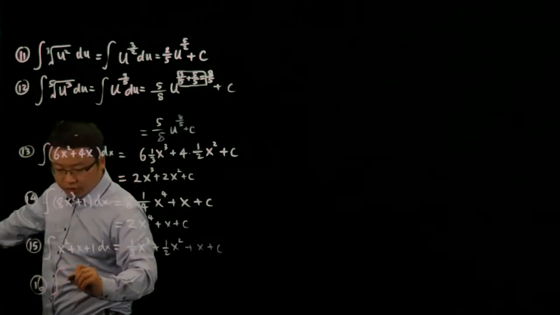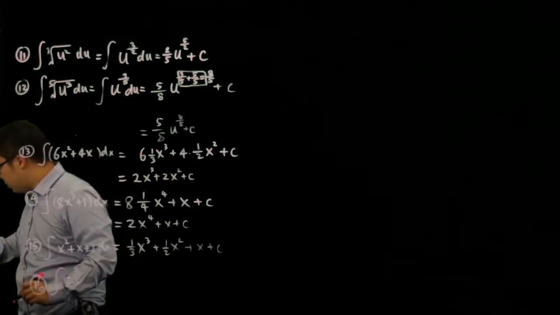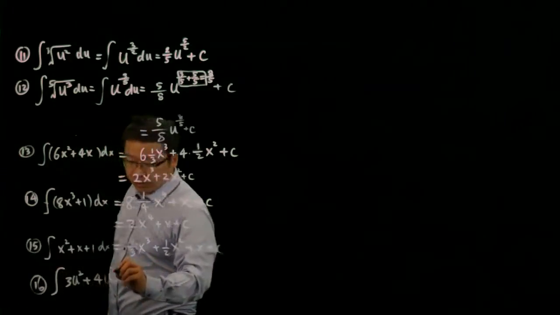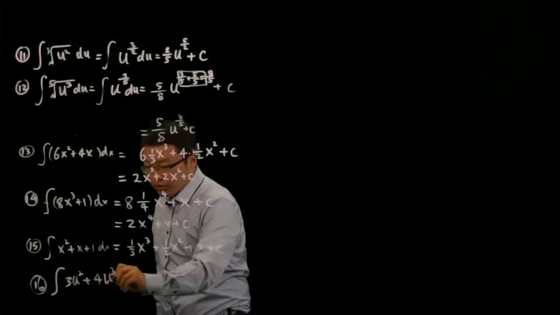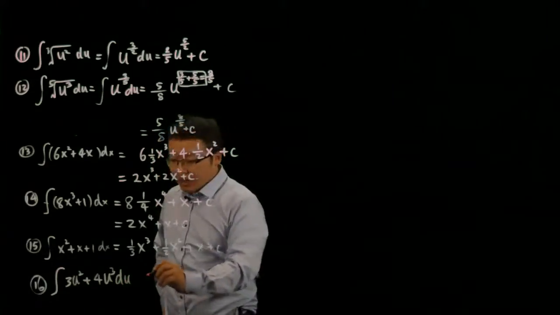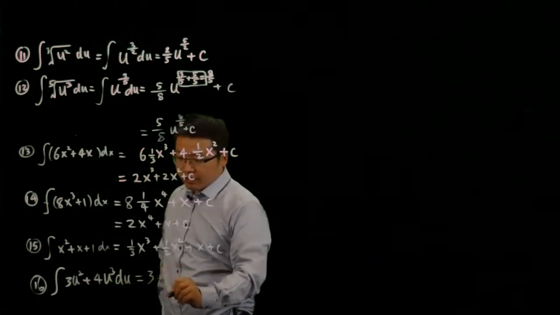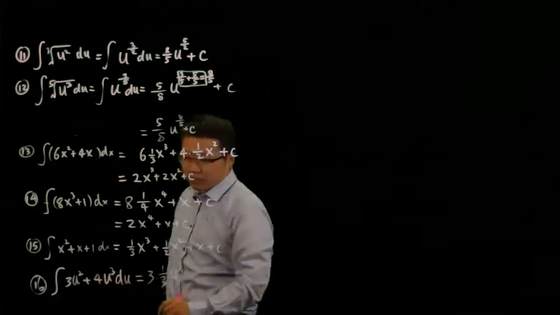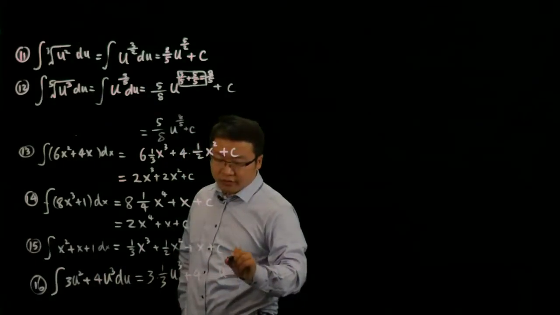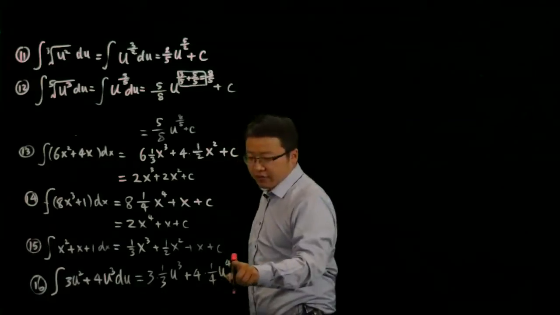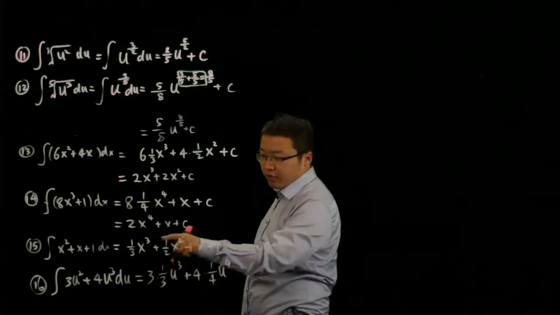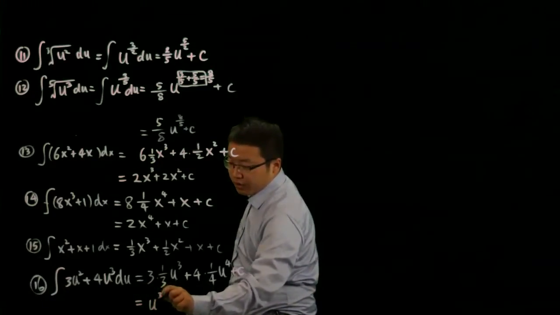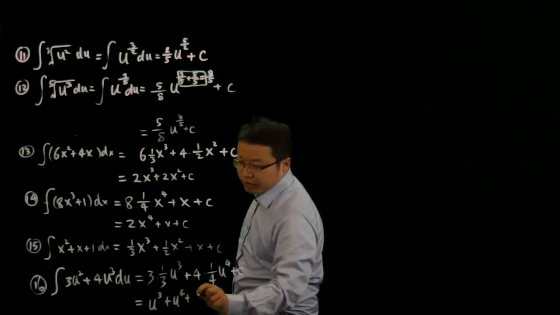Then number 16, you will get the integral of 3u squared plus 4u to the third du. Then what you get is 3, leave a space, u to the third, 1 over 3, so that these two balance to get u squared, plus 4, u to the fourth, 1 over 4, so that the 4 and 1 over 4 cancel each other. This will give you u to the third plus c. When you simplify this, you will get u to the third plus u to the fourth plus c.